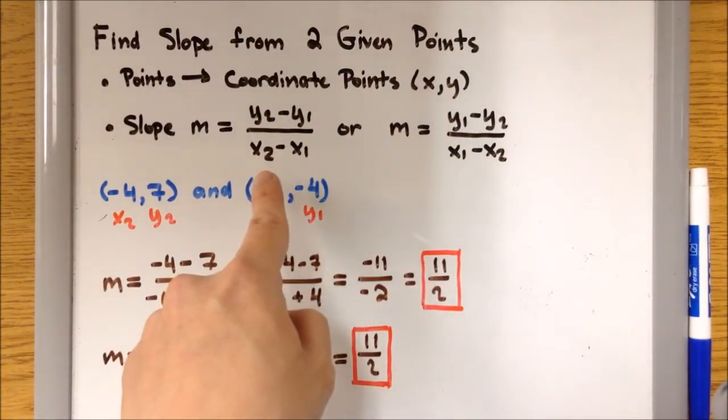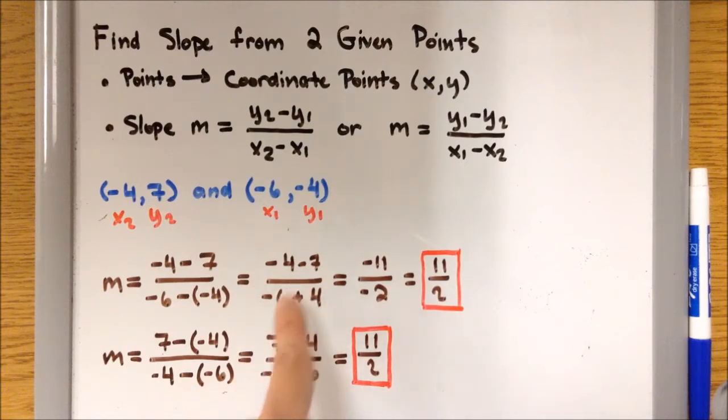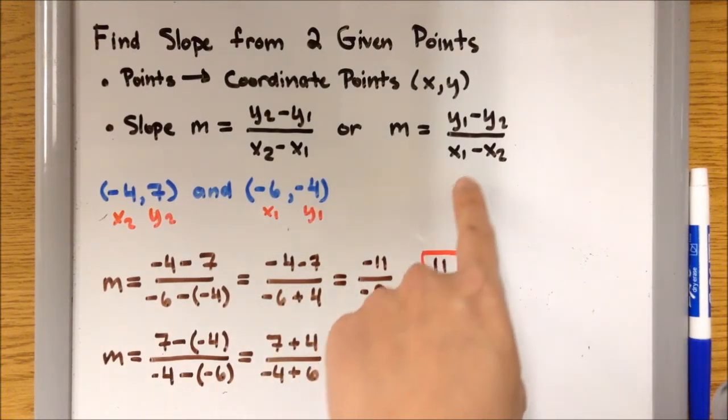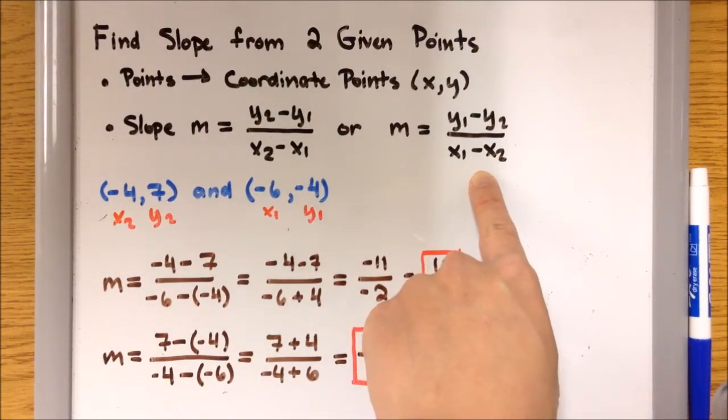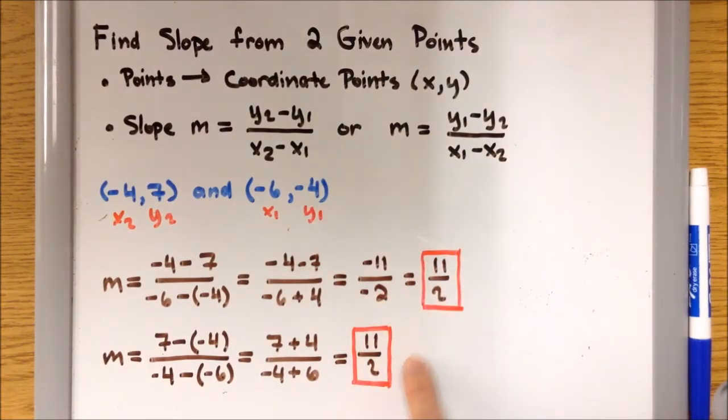And if you're using this formula, as you can see, with two different orders, I still end up with the same answer. And even if you use this formula, you will still end up with the same answer as long as you are careful with your signs, just like how I did here. If done correctly, you should get the correct answer.